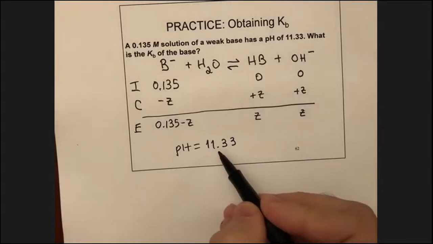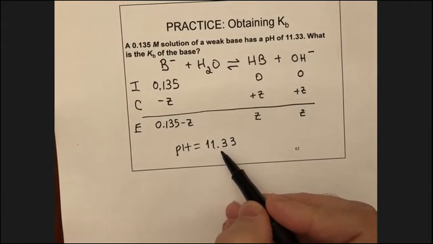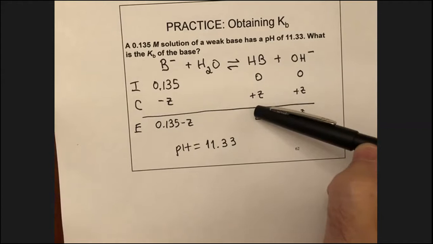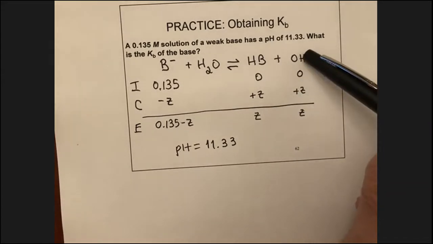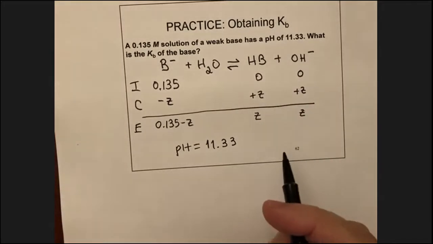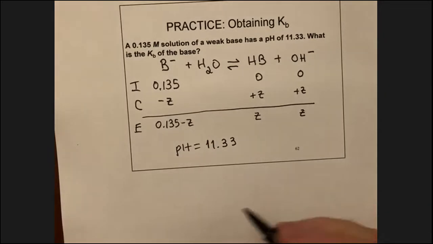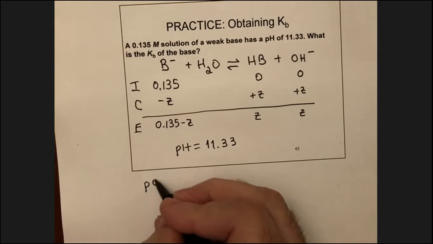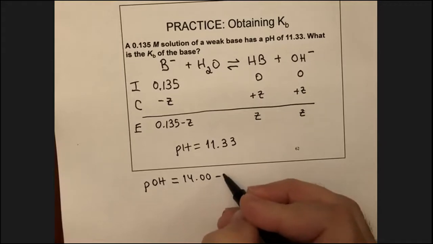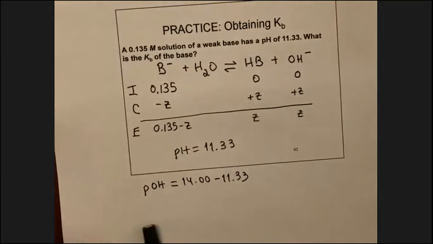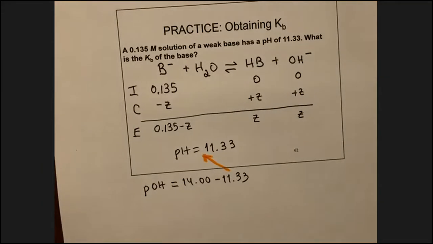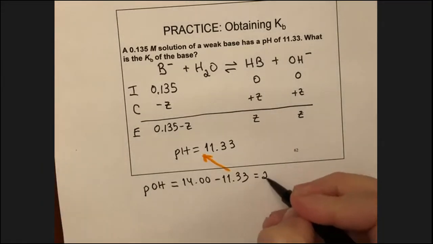Now, the pH represents the concentration of hydrogen ions, which we don't have in this equilibrium here. So what we have is Z, which is the actual concentration of hydroxide ions. So we need to find what that is. And again, you can use either one of the approaches that we mentioned earlier. So for example, I can say that the pOH would be equal to 14 minus the pH, which is 11.33, right? I'm just basically bringing that in from here. And that gives me a value of 2.67.